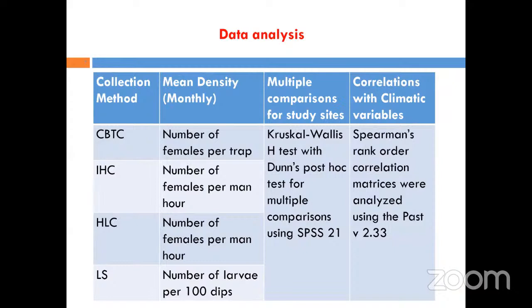Then, multiple comparisons of the mean densities were done. The Kruskal-Wallis test was used for this purpose with Dunn's post-hoc test for multiple comparisons, and it was done using the SPSS 21 package. For each study site, mean monthly climatic variables were correlated with the mean Anopheles culicifacies densities using Spearman's rank order correlation matrices using the PAST software. And these two statistical techniques were non-parametric tests.